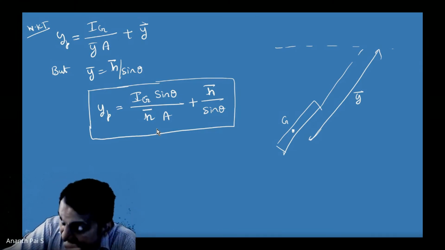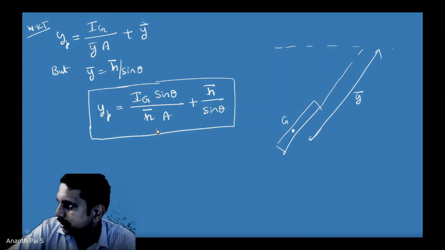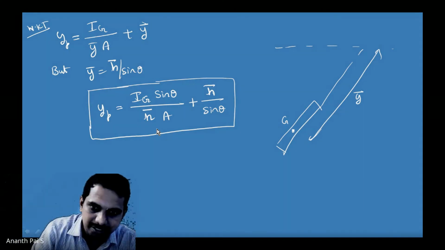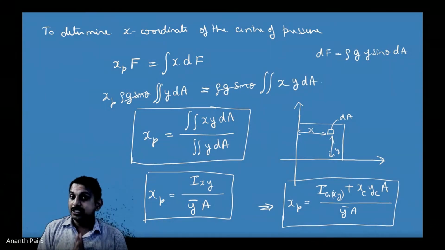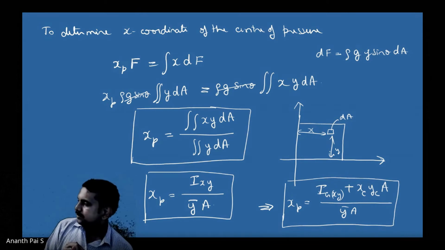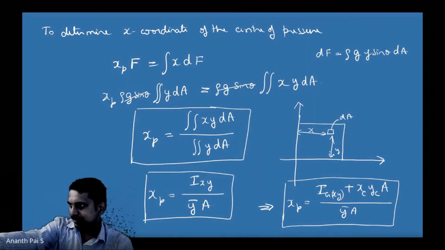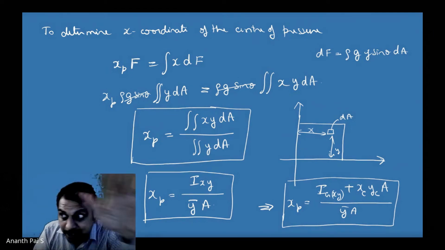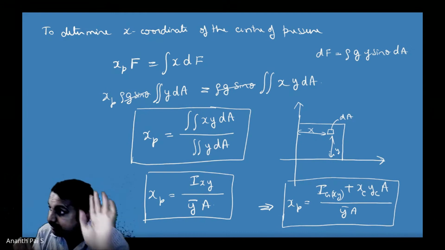Okay. So this is how your progress has to be. I hope you're getting that. So let us do revision here. To determine the x coordinate of the center of pressure, you use this. You have a y coordinate and an x coordinate. That's a surface on the xy plane. So you have x coordinate and y coordinate, correct?